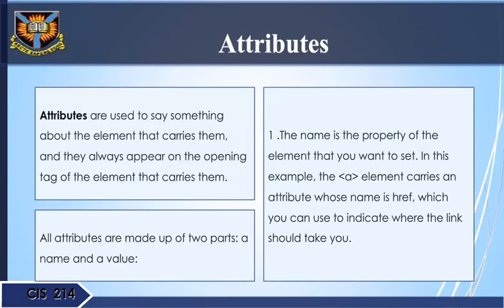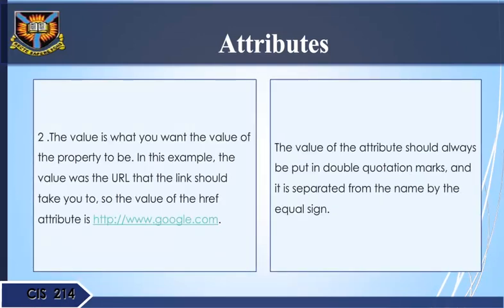Attributes. Attributes are used to say something about the element that carries them, and they always appear on the opening tag of the element that carries them. All attributes are made up of two parts, a name and a value. One, the name is the property of the element that you want to set. In this example, the A element carries an attribute whose name is href, which you can use to indicate where the link should take you. Two, the value is what you want the value of the property to be. In this example, the value is the URL that the link should take you to.